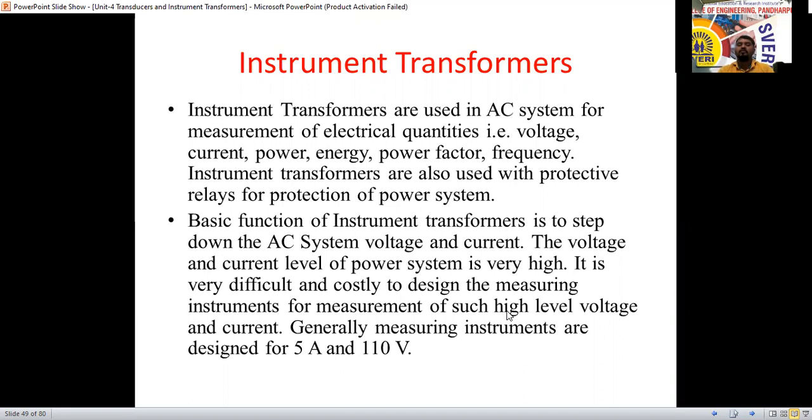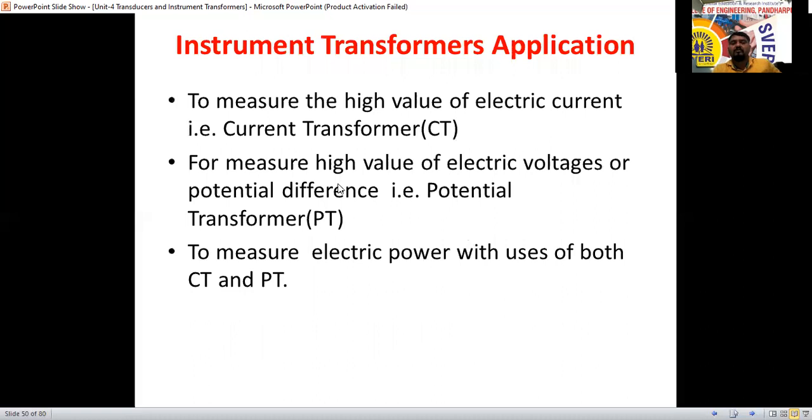So what will it do? Generally, the measuring instruments are designed for 5 ampere and 110 volts. Whatever the input voltage may be, it is going to bring that into 110 volts, and whatever the current may be, it will bring that into 5 ampere. So the instrument transformer is going to bring the current and voltage to a lower level.